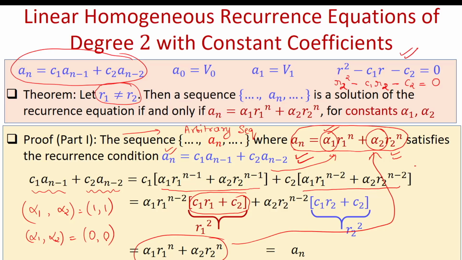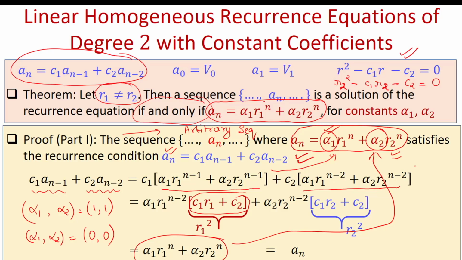So this proves the theorem in one direction. That means you know how to find at least one sequence satisfying the recurrence condition. But the theorem statement is an if and only if statement. It basically says that if at all there is a solution, then it has to be of this form, where the nth term is some constant times r1 power n plus another constant times r2 power n. We had shown right now that you give me a sequence whose nth term is of this form, namely alpha 1 times r1 power n plus alpha 2 times r2 power n.